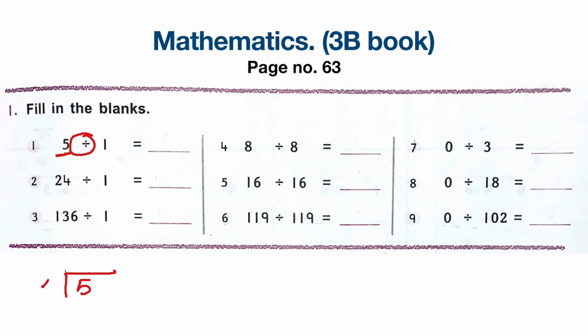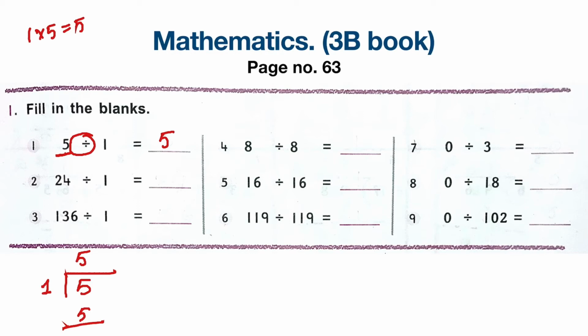It is 1. Okay, and if you try to remember the multiplication table of 1, then 1 into how many times is equal to 5? It is 1 into 5 times is equal to 5, so we will write here 5. So 1 into 5 is equal to 5. The answer that you need to write at the blanks is 5. The same thing with question number 2.